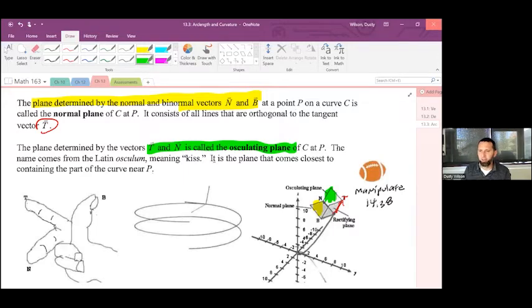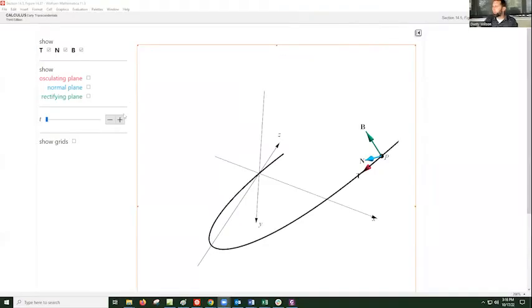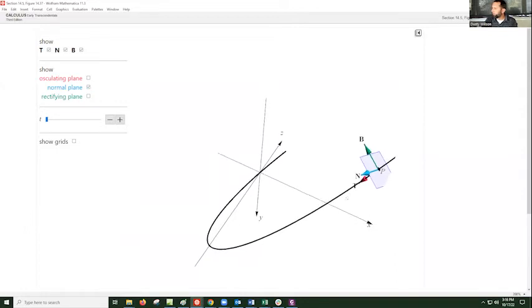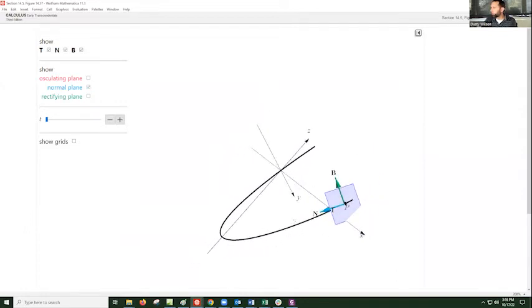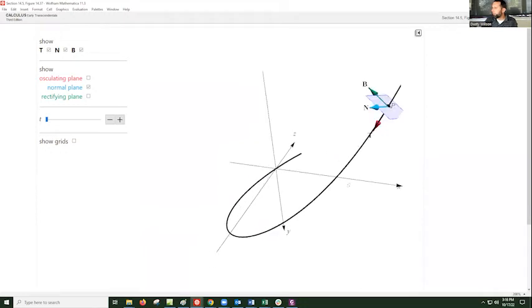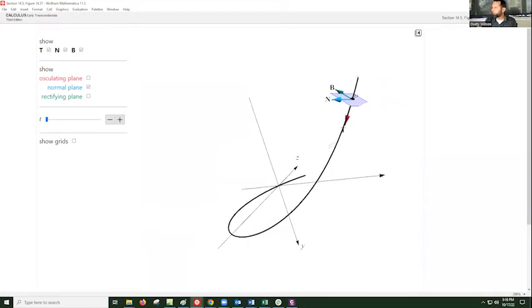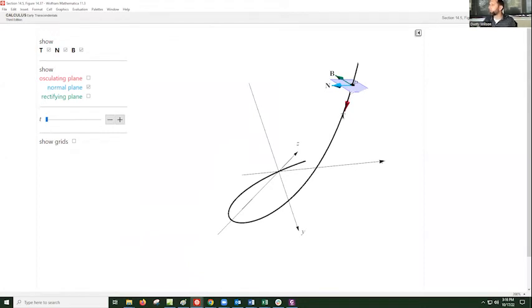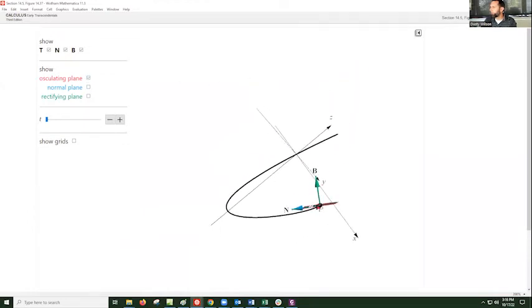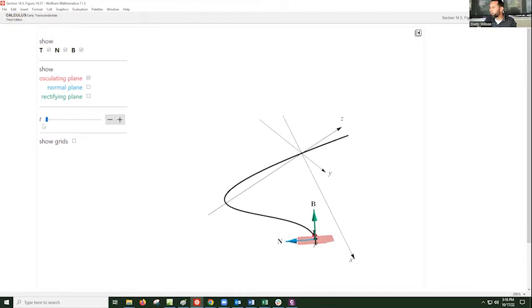Let's look at another animation. Here's that same animation with the T, N, and B that we had earlier. And here we want to point out the normal plane. You'll notice that the normal plane includes those N and B vectors and is perpendicular to the curve. So it's like the curve is always skewering exactly straight through the normal plane. And then the osculating plane is always perfectly in line with the direction of travel.